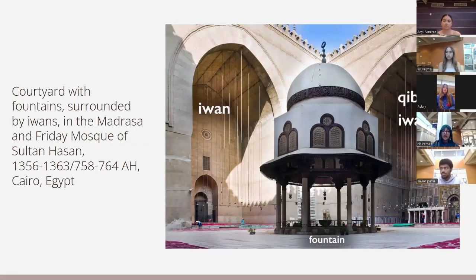Another thing about the iwans is that the largest one is the southeastern iwan, which is the Qibla iwan, which is to the right of the picture. This also plays into the orientation of the mosque, as it faced southeast towards Mecca. And this is the direction in which prayers are held.